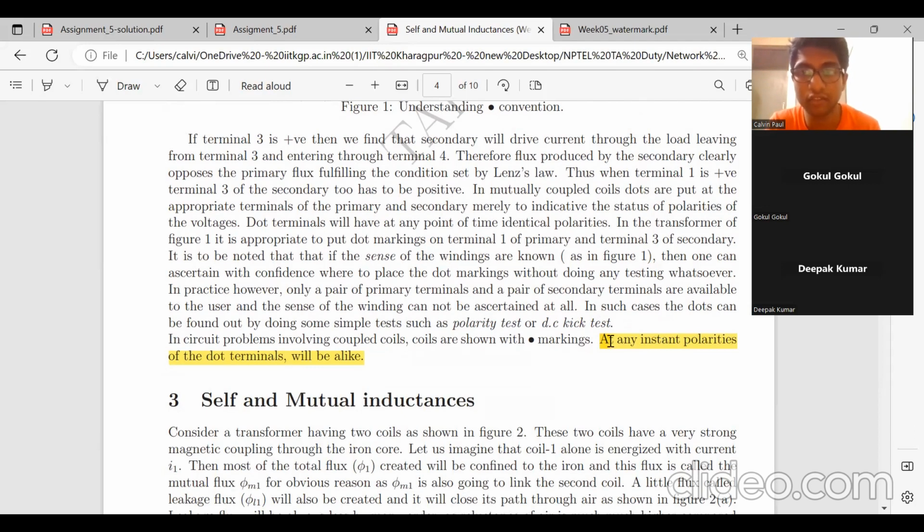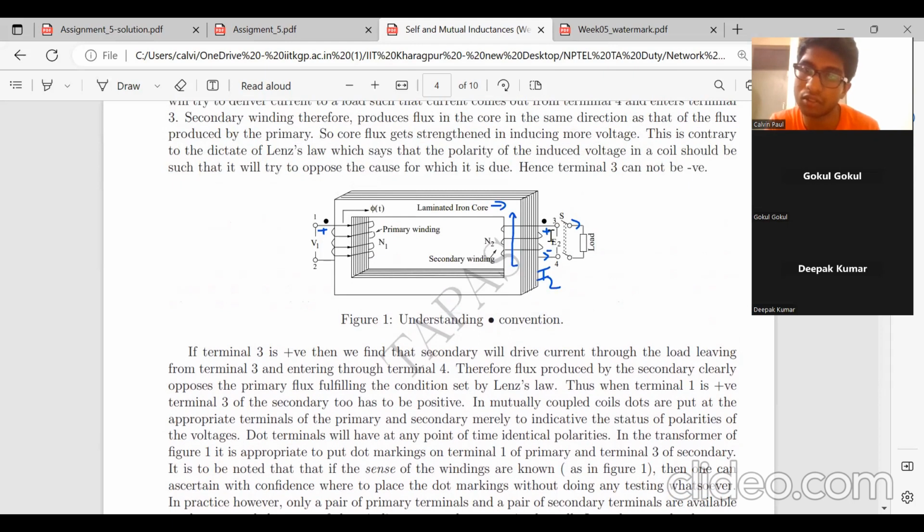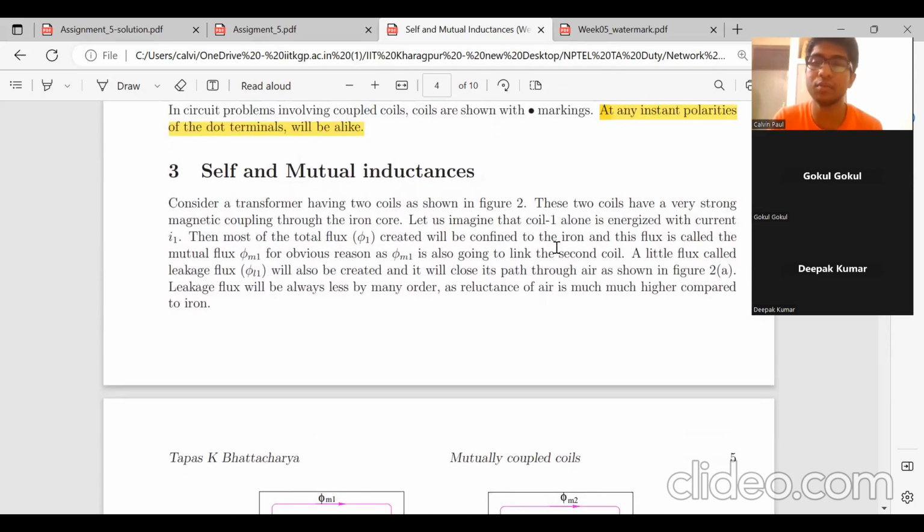Okay. So one thing to keep in mind once a dot polarity is given is that at any instant, polarities of the dot terminals will be alike. So if here the voltage is positive, here also the voltage has to be positive. So that you have to keep in mind. Okay. Now we will consider self-inductance and mutual inductance.